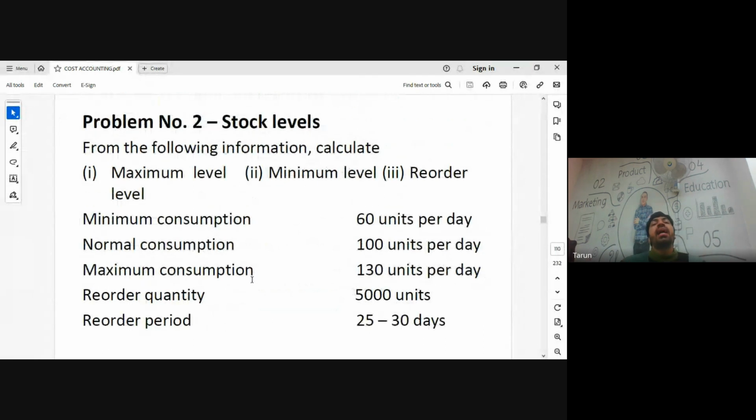Now, there is another question which has been given. Minimum consumption 60 units, normal consumption 100 units, maximum consumption 130 units, reorder quantity 5,000 units, reorder period is 25 to 30 days. You have to calculate the maximum level, minimum level and reorder level. Before calculating the maximum and minimum level, the reorder level is required, so you need to calculate the reorder level first.